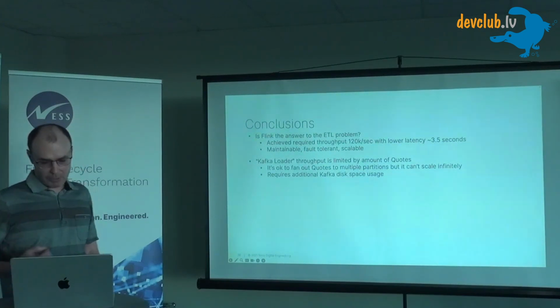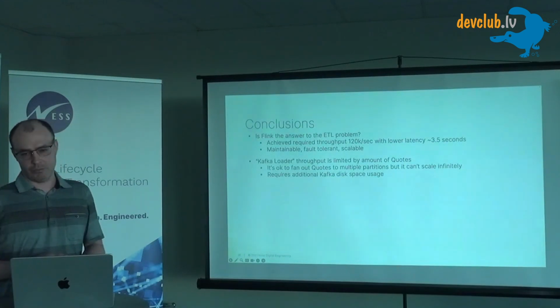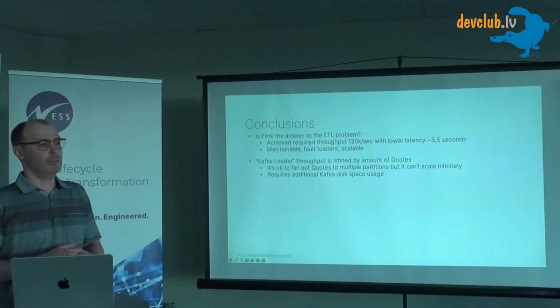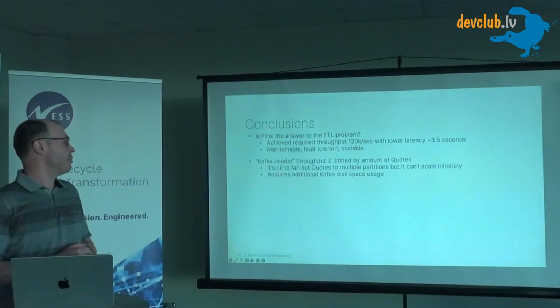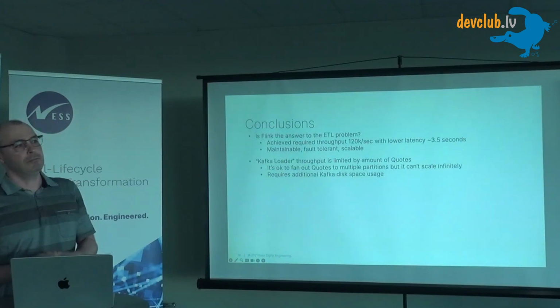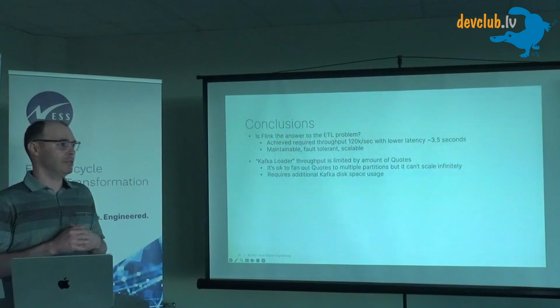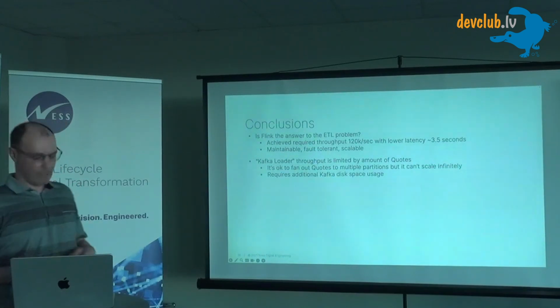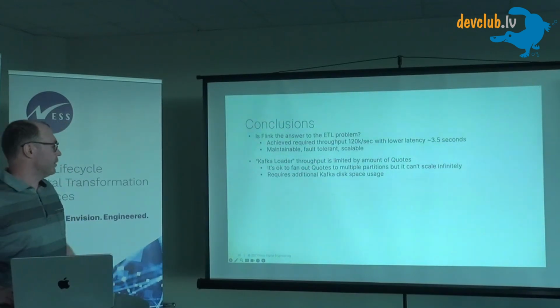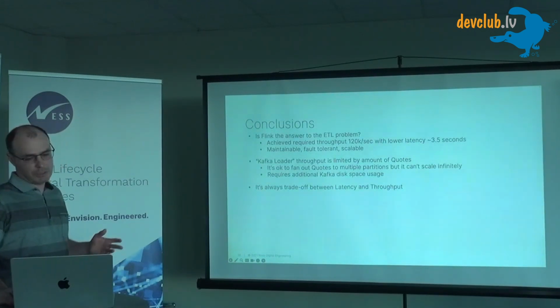But as a benefit, we didn't introduce new infrastructure on the client side. For example, we could introduce, I don't know, some in-memory database and keep quotes globally, but then you will get another pain: how to manage this infrastructure, how to make it fault tolerant, scalable, and so on. So it's kind of a trade-off. And again, if you are talking about throughput and latency, it's always a trade-off.